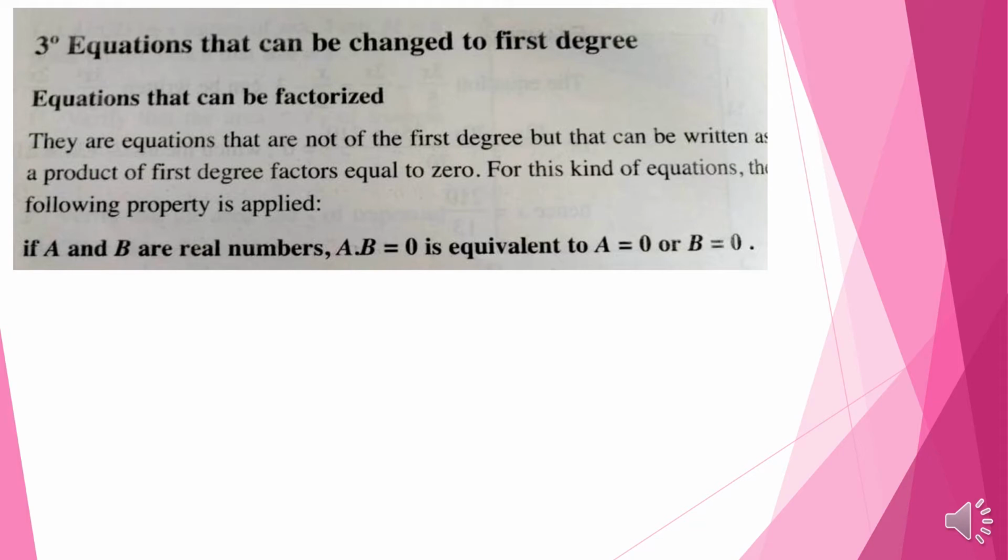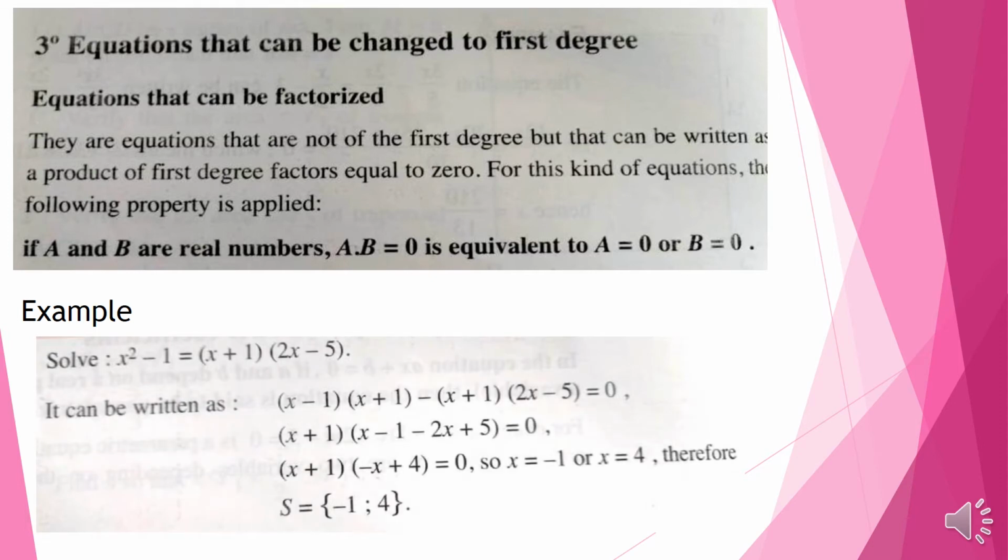If you have a product of two real numbers equal to 0, that means at least one of them is equal to 0. If a times b equals 0, that's equivalent to a equals 0 or b equals 0. Example, solve x squared minus 1 equals x plus 1 times 2x minus 5. To factorize x squared minus 1, it is x minus 1 times x plus 1.